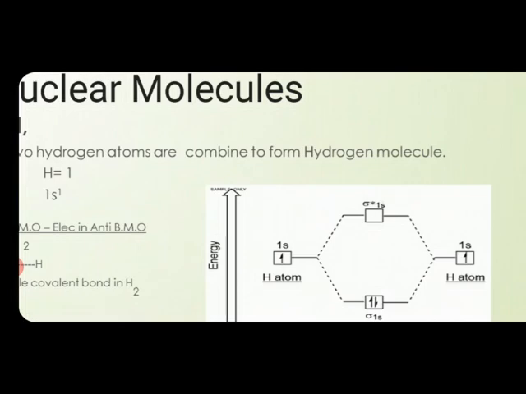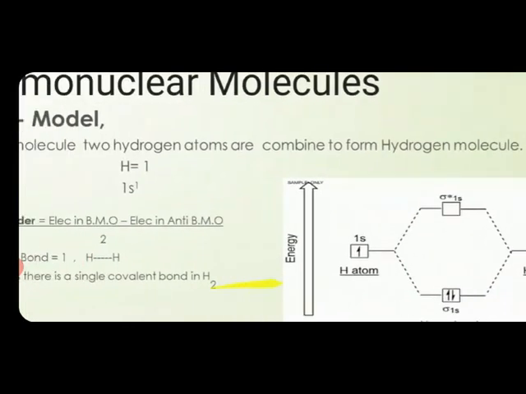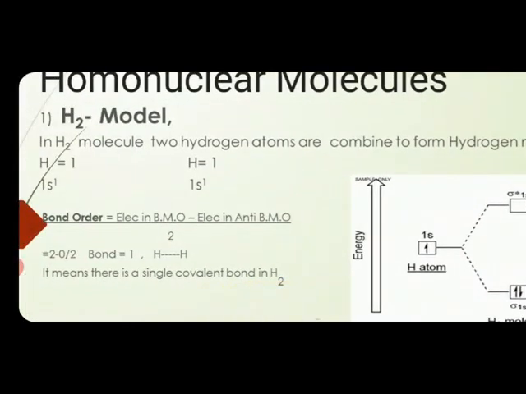So the two electrons of the 1s orbitals will go to sigma 1s2, and sigma star will be left with no electrons because it is anti-bonding and there are no electrons which can be placed in it. So sigma is occupied and sigma star remains incomplete. So what is the bond order?